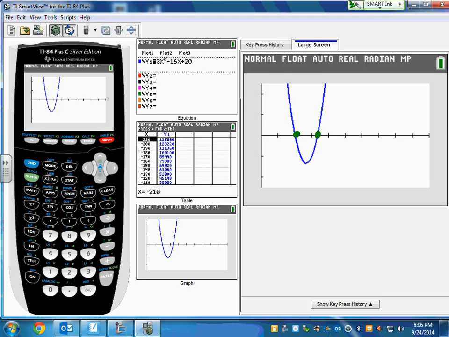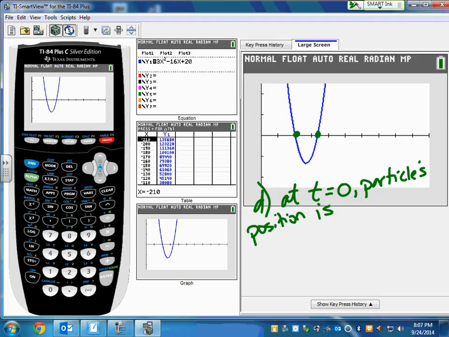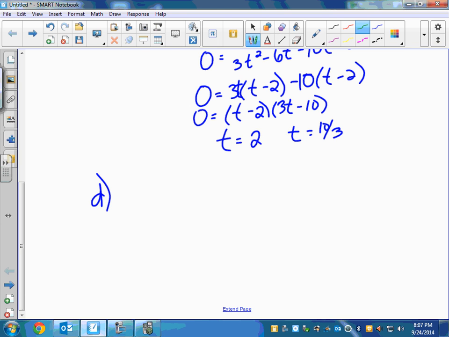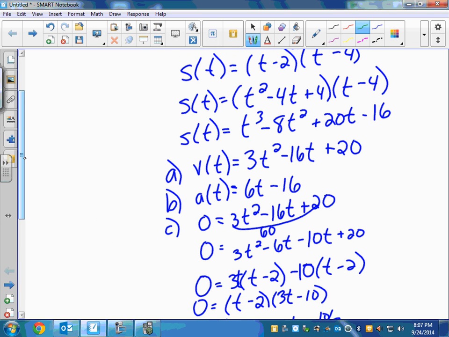And what I would say for part D, one more thing before I start writing here, is because we start at time equals 0, let's figure out the position. So I would start by saying at time equals 0, the particle position is, and I don't know what it is, but I could go back up to the position function and plug 0 into this function, because this is position. If I plug 0 in for time, very easily I can see that it starts at negative 16.